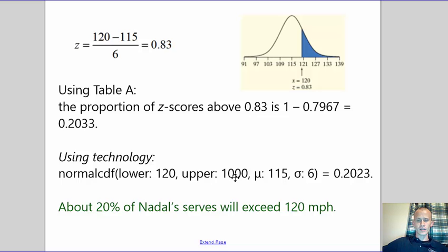We can also use the normal CDF command with our lower boundary being 120, our upper boundary being 1,000 or 999, whatever works for you. And we have a mean of 115 and a standard deviation of 6. That gives us an area of the same, 0.2033. So you just need to find one of these methods. You don't have to do both of these. You just need to find one method and use that. And then our answer is about 20% of Nadal's serves will exceed 120 miles per hour.